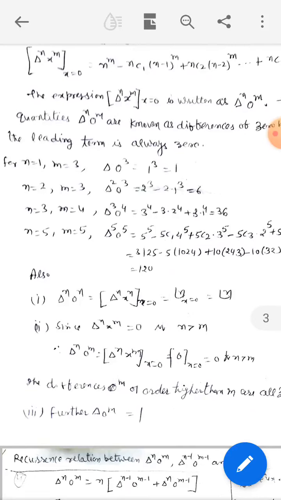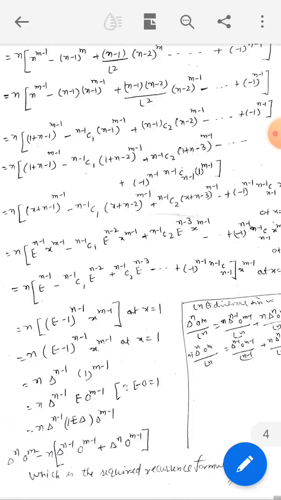Taking n common, this is equal to n into [n to the power m minus 1 minus (n minus 1) to the power m plus (n minus 1) upon factorial 2 into (n minus 2) to the power m, and so on, plus minus 1 to the power n minus m]. Taking n common again, this is equal to n into [n to the power m minus 1 minus (n minus 1) into (n minus 1) to the power m minus 1 plus (n minus 1)(n minus 2) upon factorial 2 into (n minus 2) to the power m minus 1, minus the next terms] similarly.